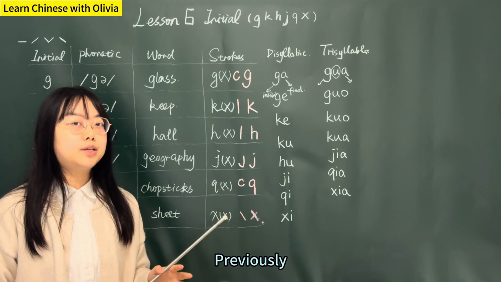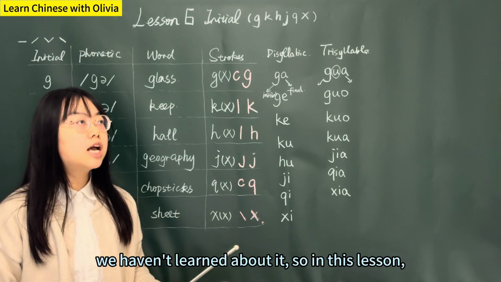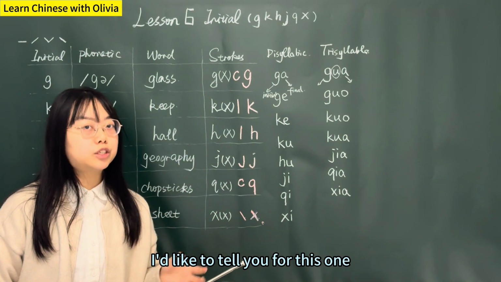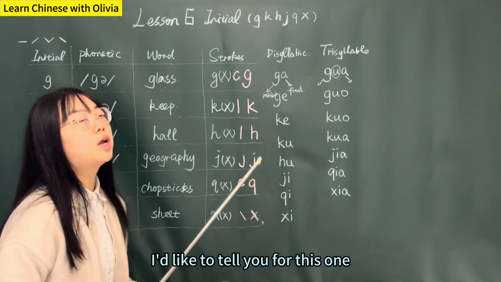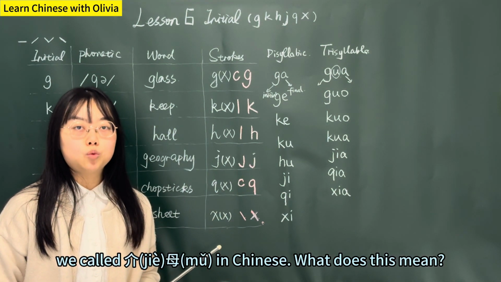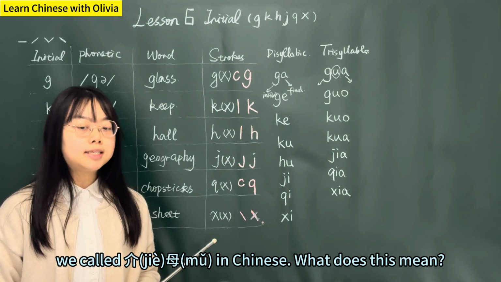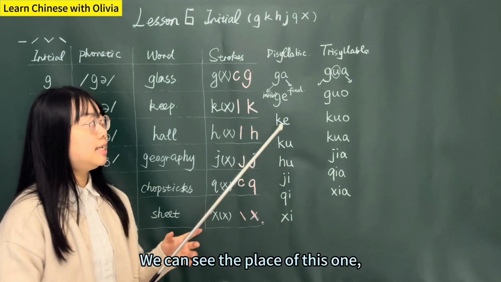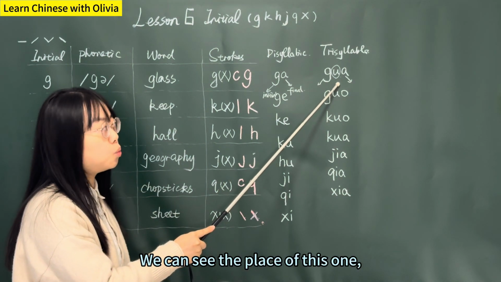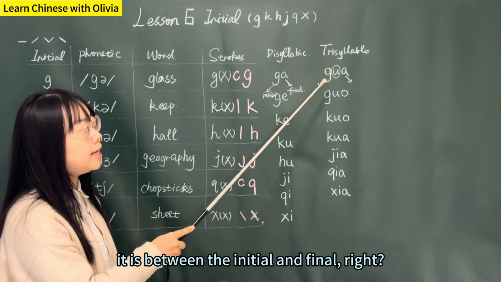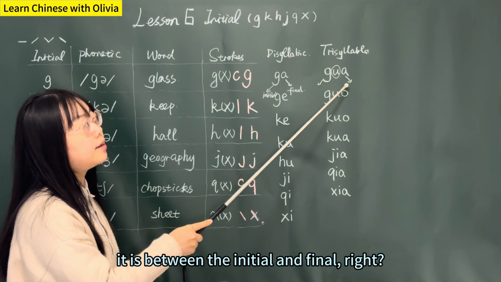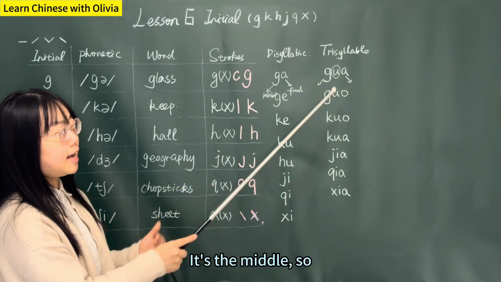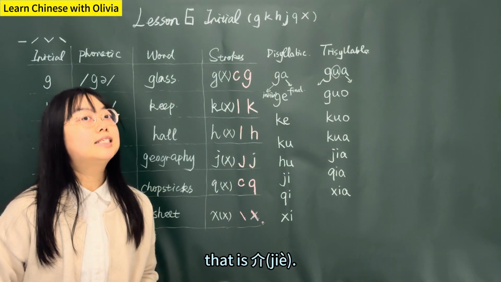Yeah, previously we haven't learned about it. So in this lesson, I'd like to tell you, for this one, we call it 介母 in Chinese. What does this mean? We can see the place of this one. It is between the initial and final, right? It's the middle. So that is 介.